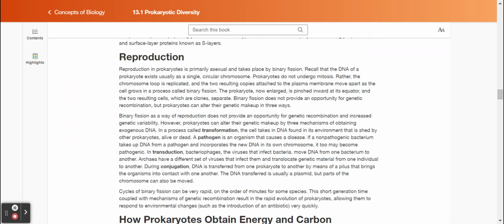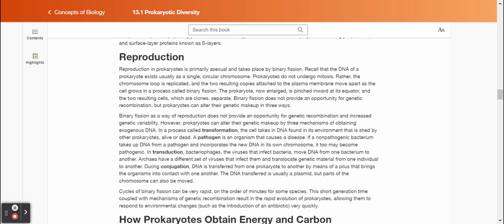Reproduction. Reproduction in prokaryotes is primarily asexual and takes place by binary fission. Recall that the DNA of a prokaryote exists usually as a single circular chromosome. Prokaryotes do not undergo mitosis. Rather, the chromosome loop is replicated, and the 2 resulting copies attached to the plasma membrane move apart as the cell grows in a process called binary fission. The prokaryote, now enlarged, is pinched inward at its equator, and the 2 resulting cells, which are clones, separate. Binary fission does not provide an opportunity for genetic recombination, but prokaryotes can alter their genetic makeup in 3 ways.